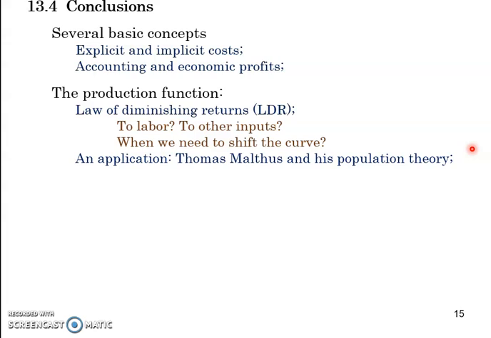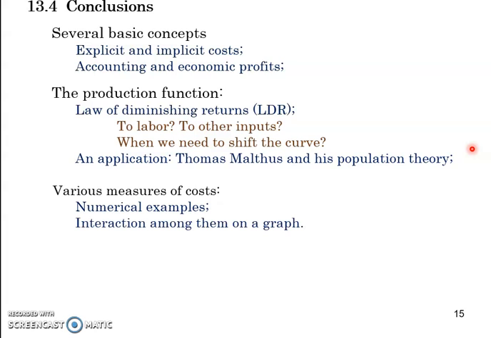We again use the LDR to explain Malthus and his population theory. And we also provide some insights on why Malthus went wrong, especially about what happened after the Industrial Revolution. And then in the past 2 or 3 videos we talked about various measures of costs. We worked on several numerical examples, and then we put them on the graph and see the interaction among them.